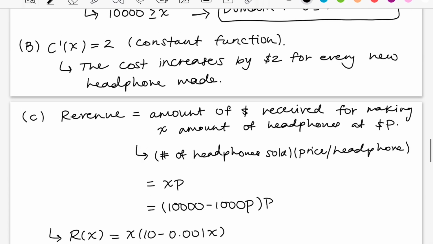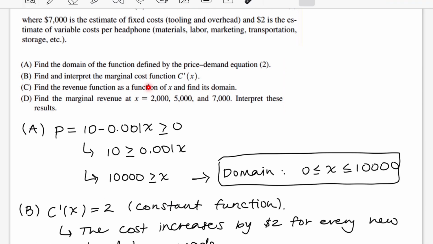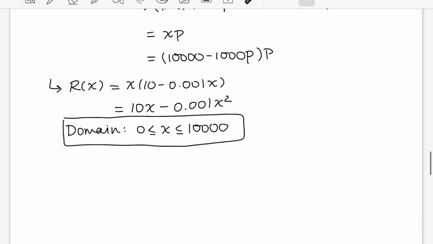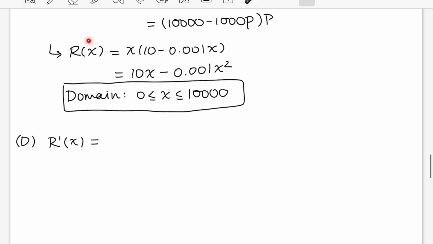All right, and lastly, we are asked to find the marginal revenue at these given points here. So when X is equal, or when our headphones are equal to 2,000, 5,000, and 7,000. So all that means here for part D is we're going to plug those values into our marginal revenue function. So the first thing we have to do is find the derivative of our revenue function.